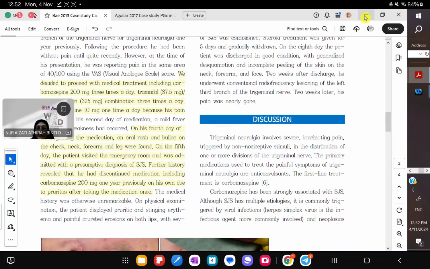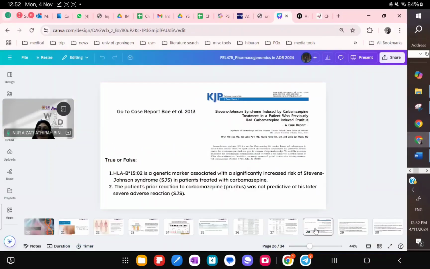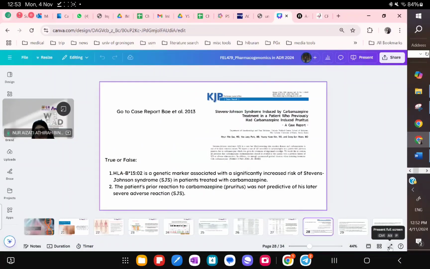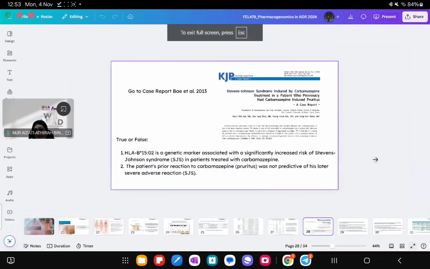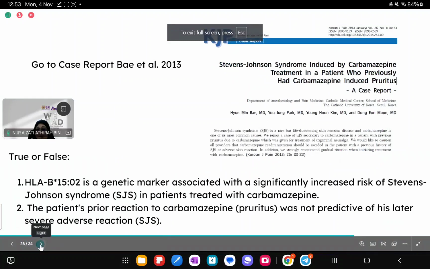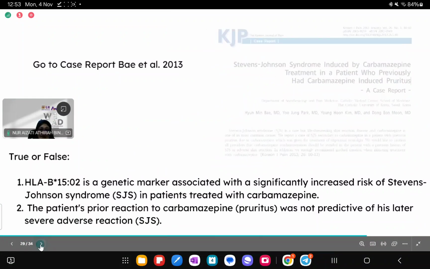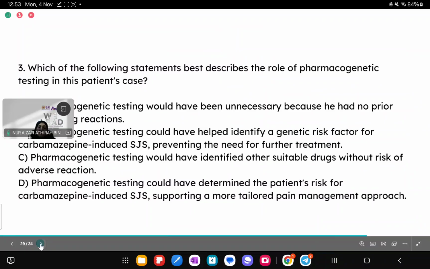Okay. So our reflection sendiri as the healthcare provider, if we know if the patient is going to be started with carbamazepine, we should actually ask them whether they have take this medication before, in which sepatutnya kita check lah dia punya marker, okay, because that would be a warning sign. Okay, number 3, ABCD.